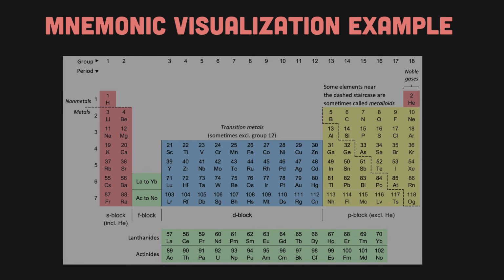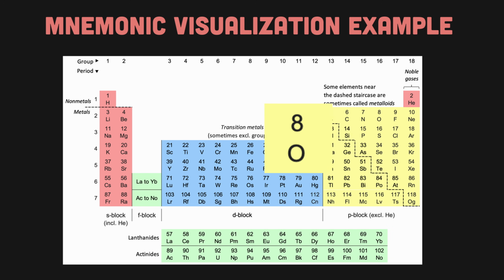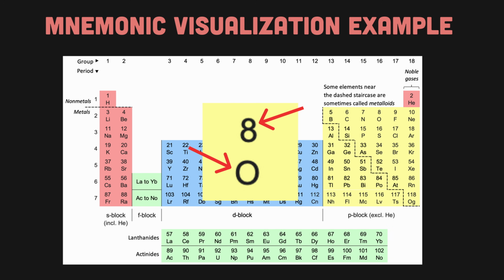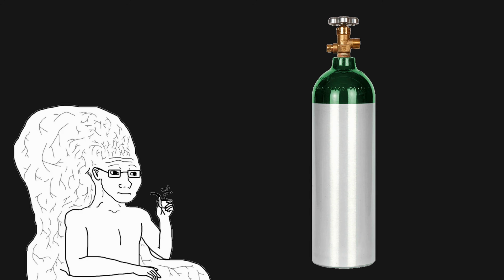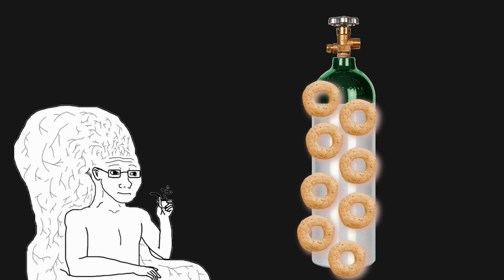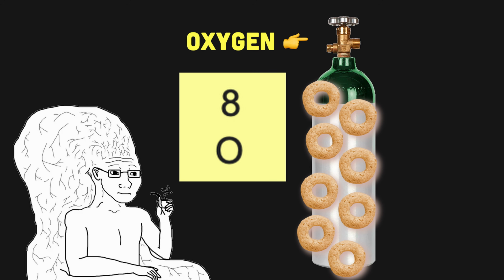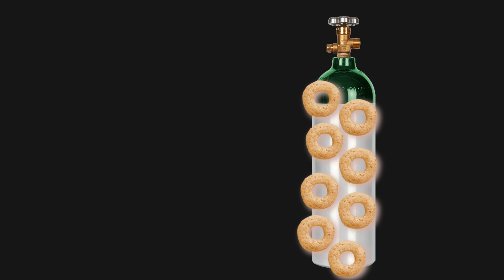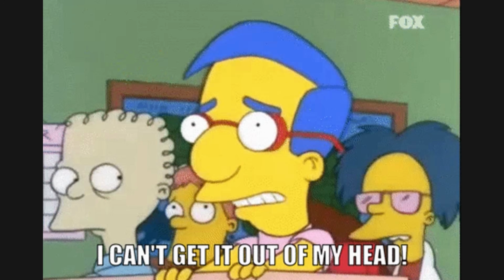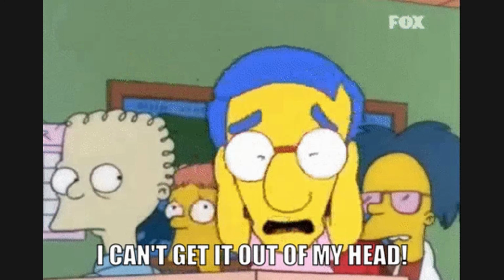To illustrate how this method is used, let's suppose you want to memorize the chemical symbol and atomic number of an element in the periodic table. You could do this for oxygen by mentally visualizing an oxygen tank with 8 Cheerios stuck on it. The oxygen tank represents oxygen, the Cheerios represent the letter O, and having 8 of them represents the atomic number 8. Each time you want to recall this information, just visualize this image. It's so silly and novel that you'll probably be able to remember it without trying.